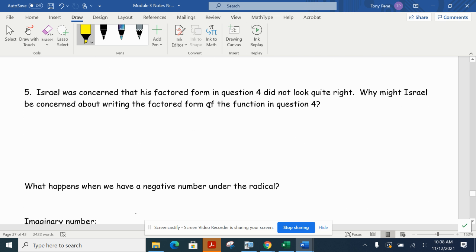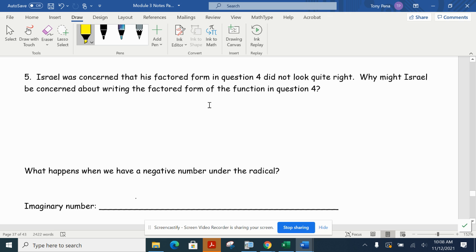So go to the next page, number 5. Write down what our problem is. So we got this guy Israel. He's concerned about what happened in number 4. So if you understand what I just said 30 seconds ago, what's our problem with this? All right, why is Israel concerned about what happened in number 4?